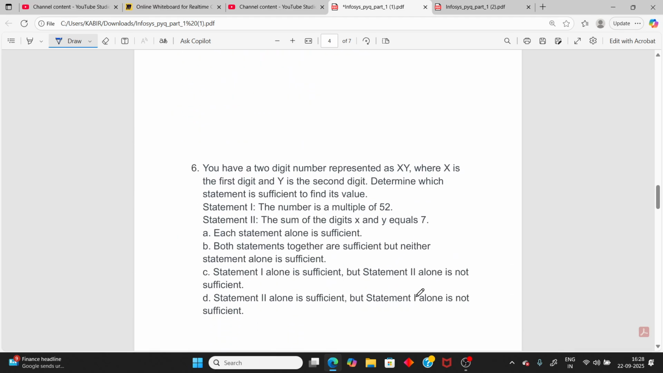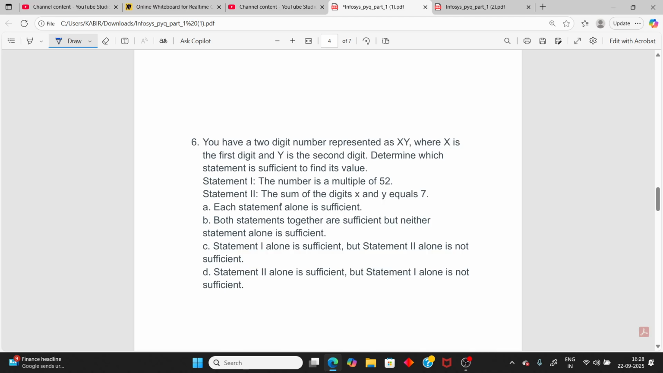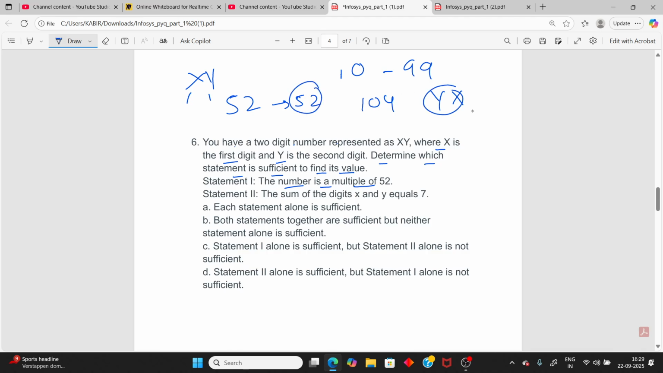Moving to the next one. First, read the question and understand. You have a two digit number represented as xy. Two digit number means like 10 to 99, where x is the first digit and y is the second digit. I can take yx, whatever you have mentioned. Determine which statement is sufficient to find the value. The number is a multiple of 52. So 52 multiplied can be 52 also, and the next multiple 104. But I need to take only a two digit number. So yes, I can take 52. Statement 1 is actually sufficient.